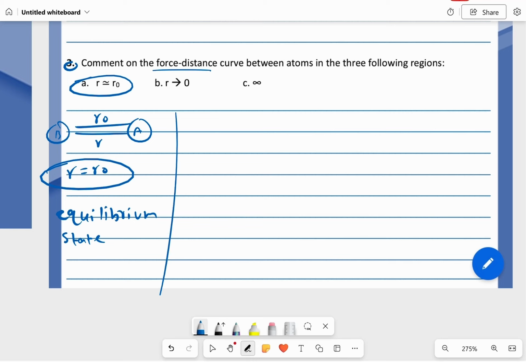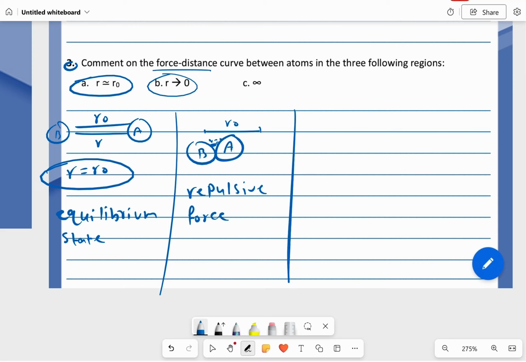You have B, which says the distance between the two atoms is 0, okay? So you have atom B, atom A. Let's say the distance is 0 now. You have the equilibrium distance here, R naught. The distance between the atoms now is 0. So it will be here, because the distance has decreased. It is so small, it will be repulsive. The force among these two atoms is repulsive.